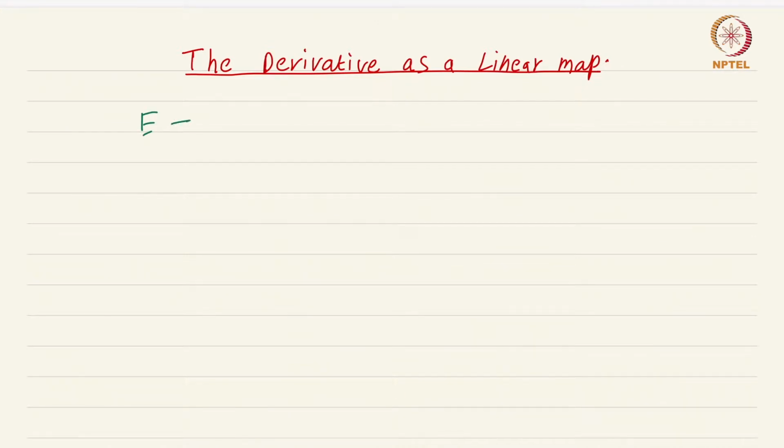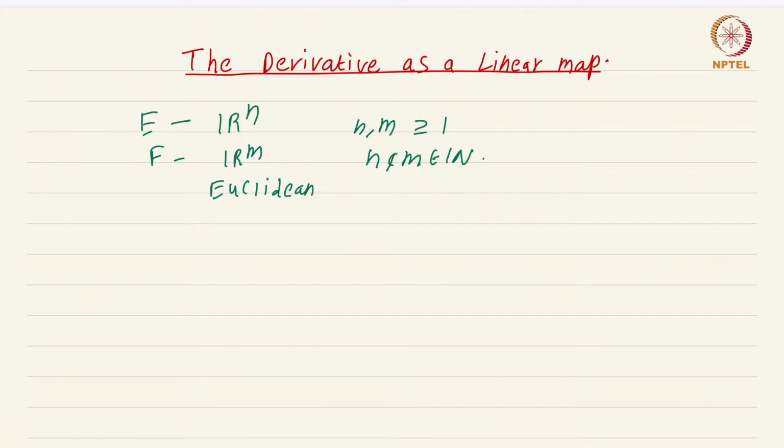E will always denote Rn, F will denote Rm, and n, m are greater than or equal to 1. N, m are natural numbers. Okay, and we will always put the Euclidean norm on E and F.